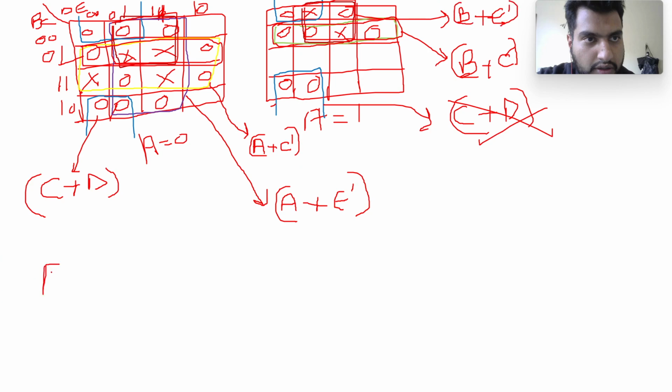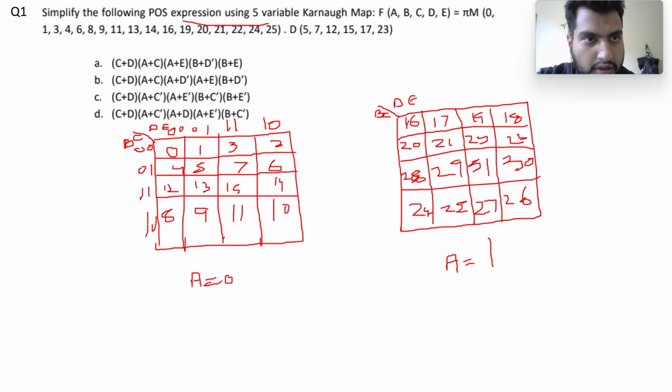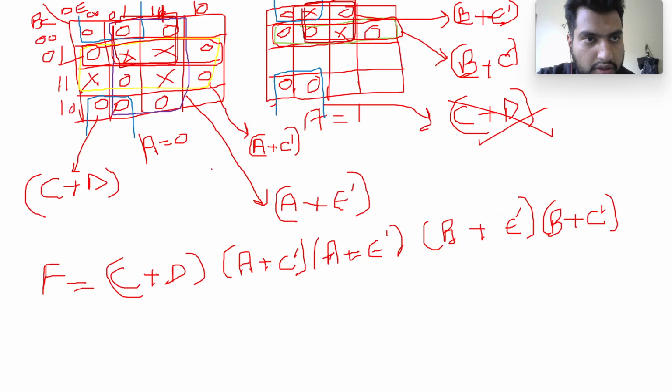So my minimized form will be C plus D, A plus C complement, A plus E complement, B plus E complement, and B plus C complement. And if you check the options, this is option C. So option C was the correct answer to this question.